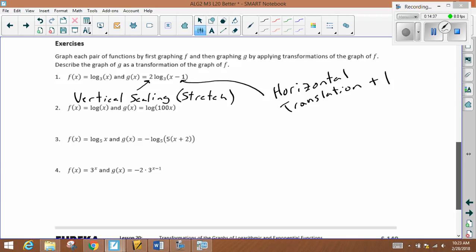Okay, with g of x, that 100 times x, I am going to have to write that as log base 10 of 100 plus log base 10 of x, right? That's going to tell me more about what's happening. What is log base 10 of 100? 2.